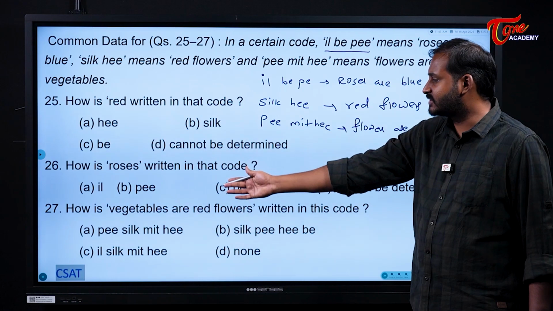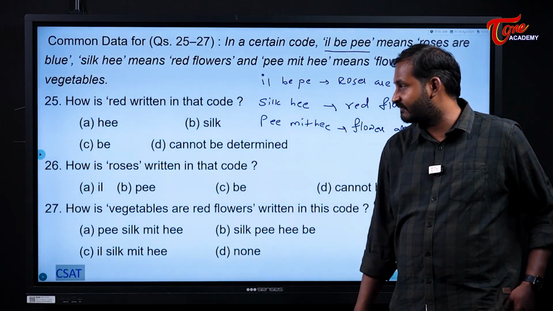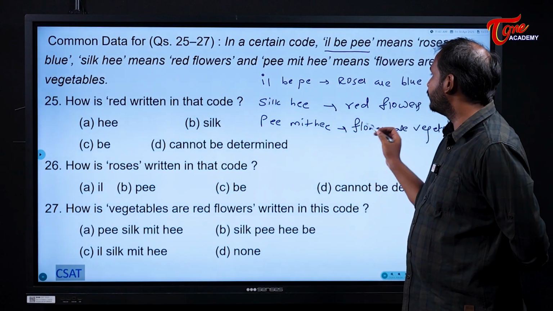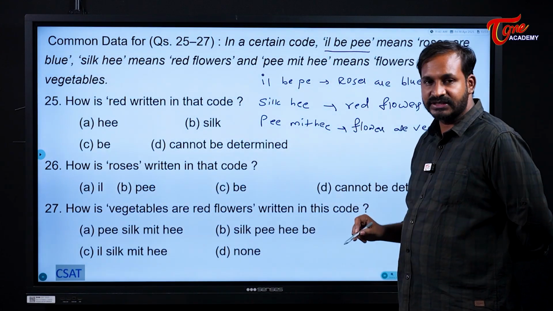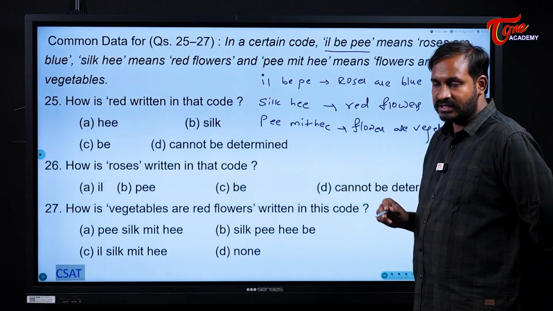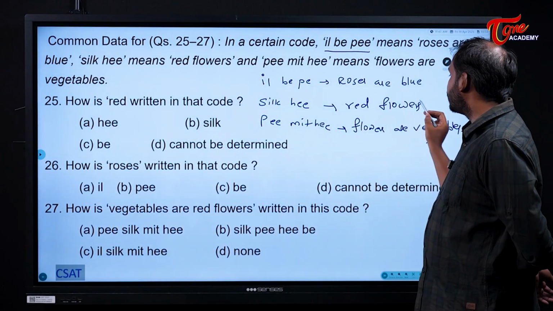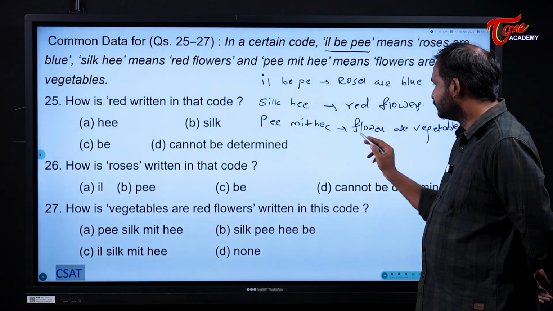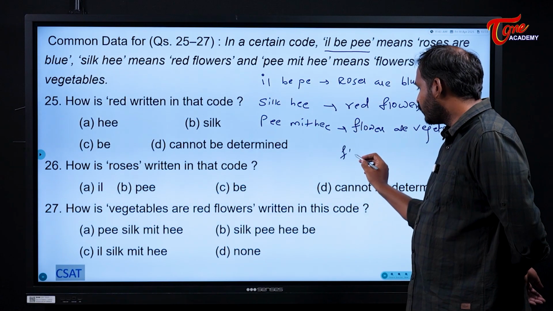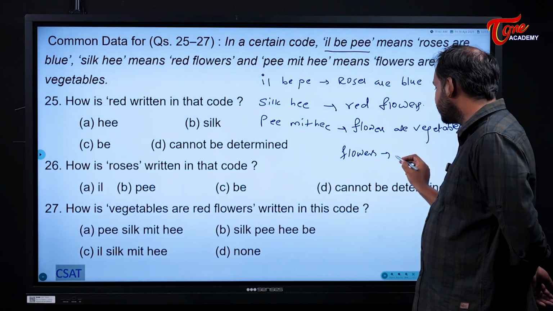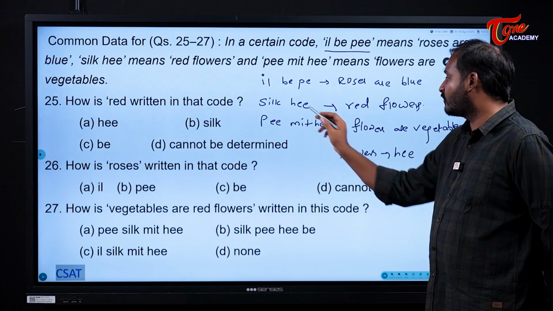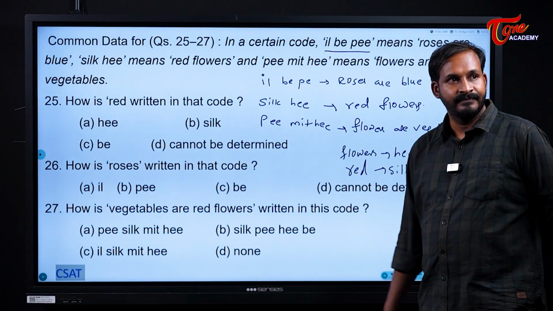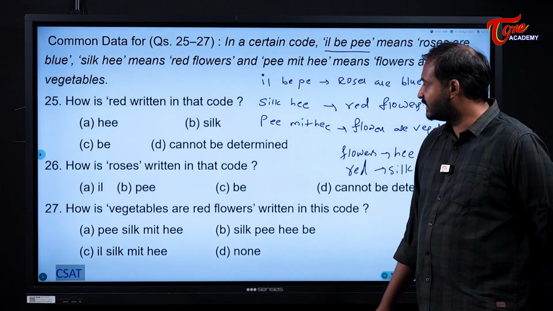And they are asking us how red is coded, how roses is coded, and a new word was given for us here. Now see here, as I have already told you, whenever you solve this type of questions, we need to go with the common things. Is there any common word between my first sentence and the second sentence? There is no common word. Now, is there any common word between my second sentence and third sentence? Yes, flowers. What is common in these two? He. So flowers will be coded as he. If flowers is coded as he, what about the code for red? The code for red will become silk for us in this case.